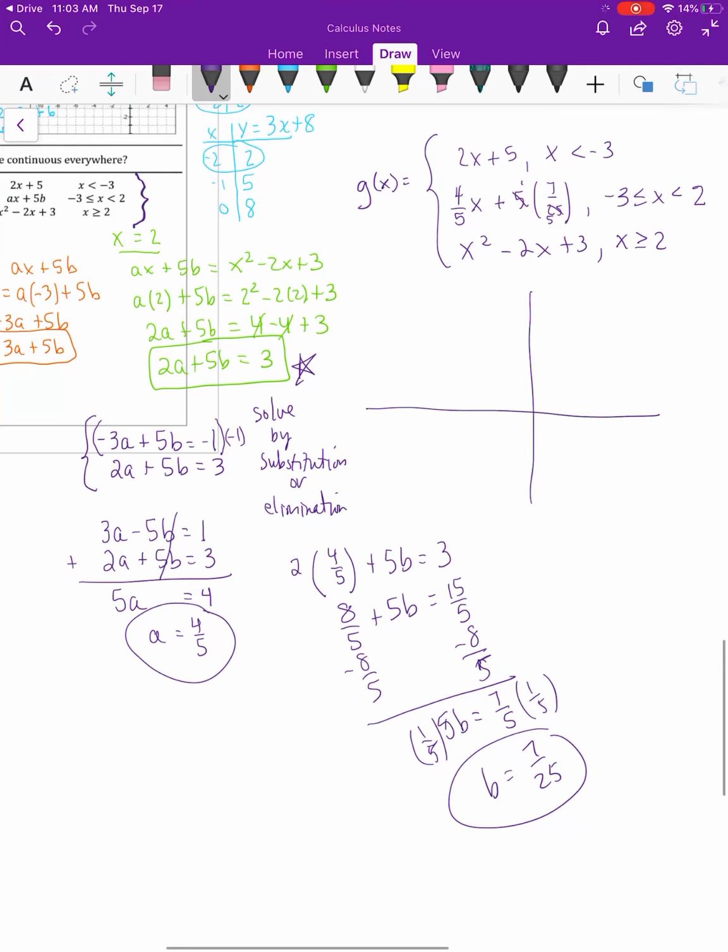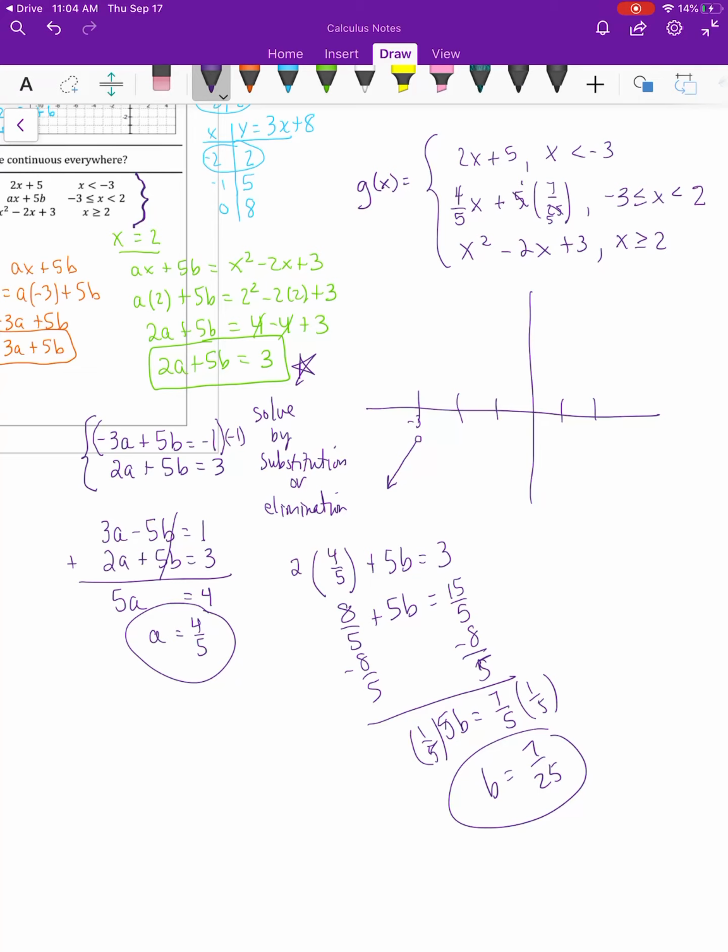So if you wanted to graph it, 1, 2, 3, there's your -3, less than -3. Well, you've got -6 plus 5 is -1. So here, technically we'd have an open circle because it doesn't have an equal to sign. And if I did -4, because I know I'm going less than, I would get -8 plus 5. That would be -3. So this is going to be a linear function going that way. And then between -3 and 2, you would have the 4/5 x plus 7/5.